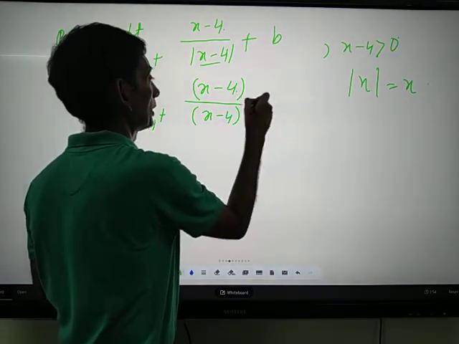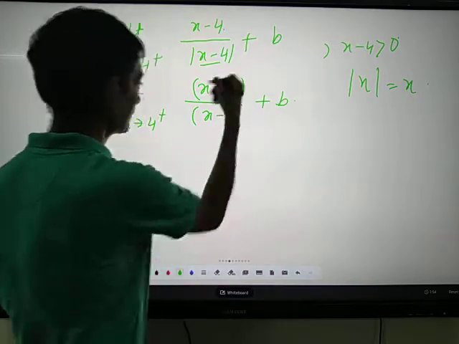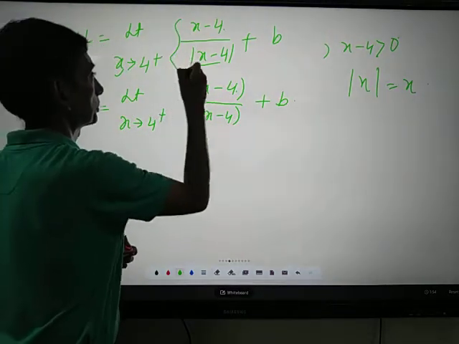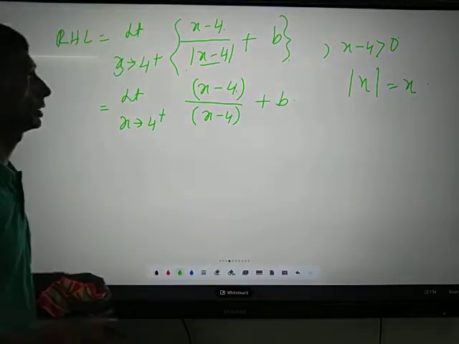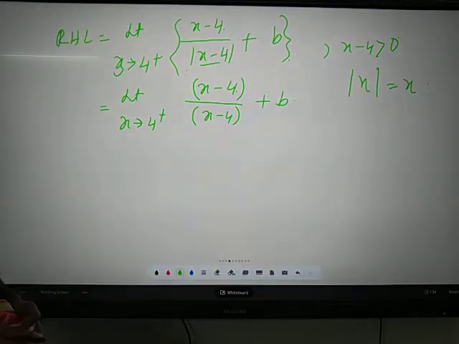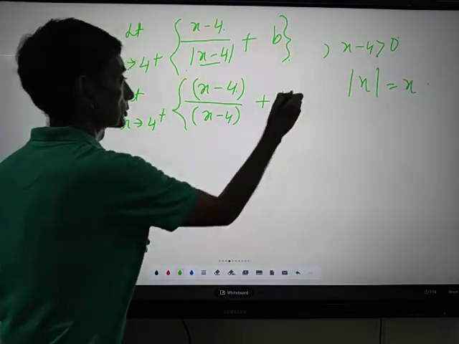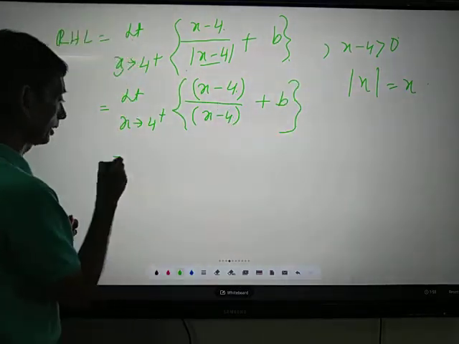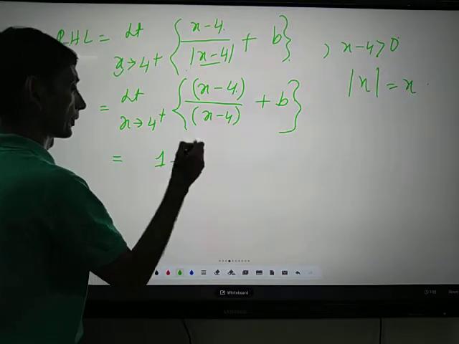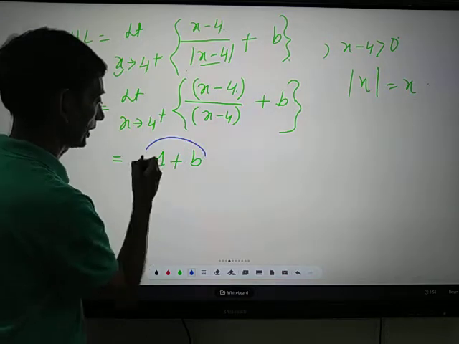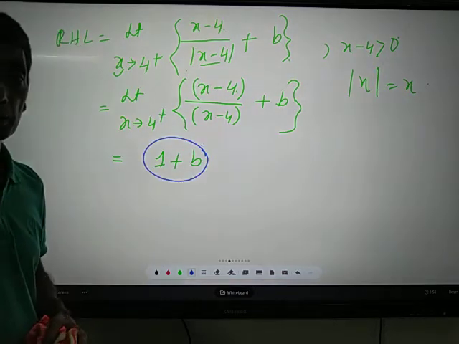Okay, and plus b. So you can just cancel these two terms, right? You can put a bracket there. So these two will be cancelled out. So it will be 1 plus b. So therefore, remember this, right hand limit is 1 plus b.